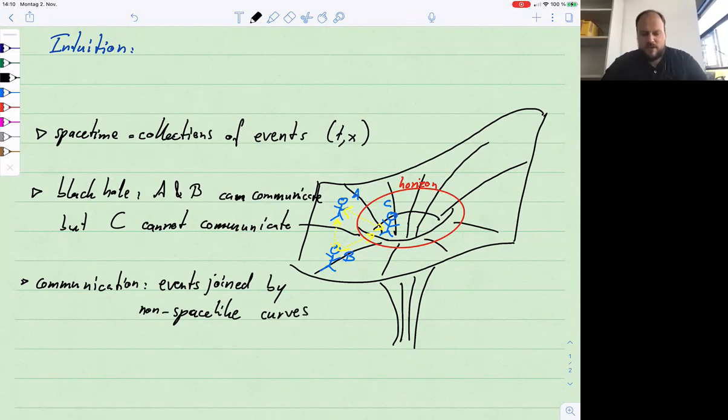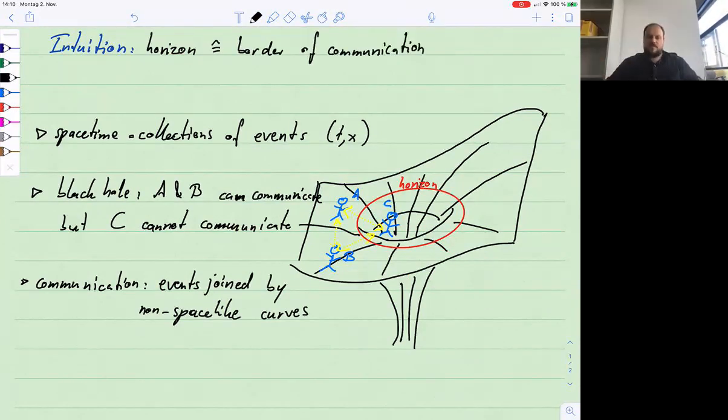So therefore, we can define the black hole or the horizon, not define, but we can think about the horizon from intuition as the border of communication. So that is the basic idea, and this is something we want to now formalize, right?